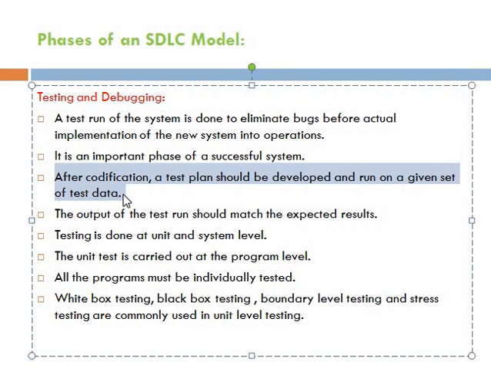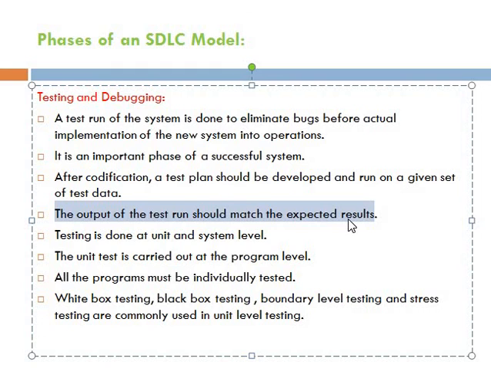As a result, after codification, a test plan should be developed and run on a given set of test data. The output of the test run should match the expected results. Now say for example, if you are a developer who is developing the software application, you should be able to predetermine the expected results that will be coming out of the system. And if the system that you have developed produces the expected results after testing, then the test run was a success and it has matched the expected results.